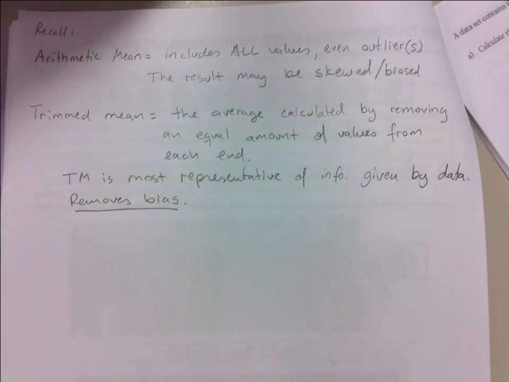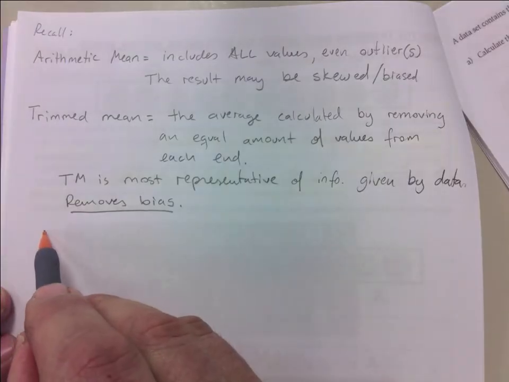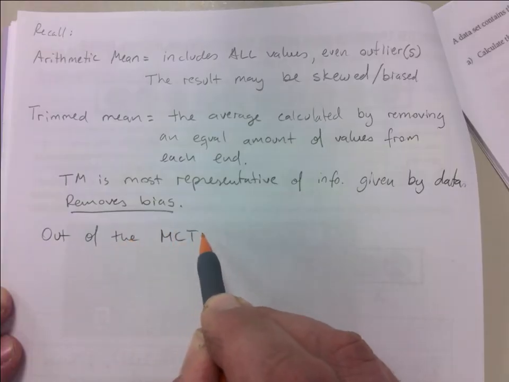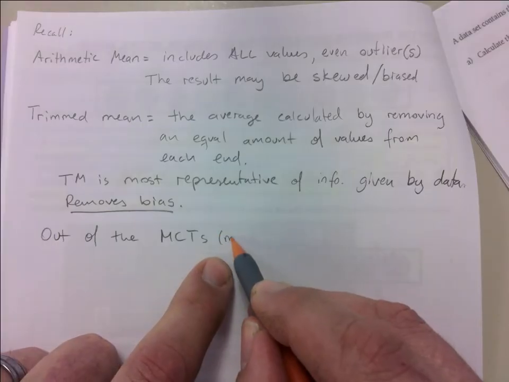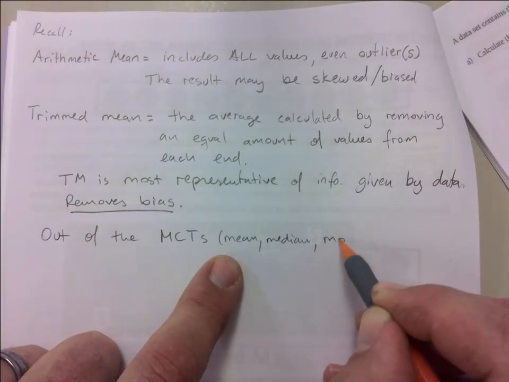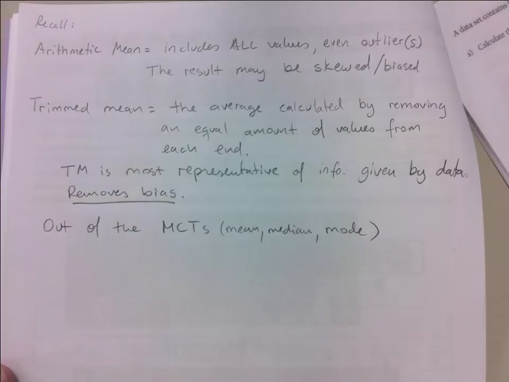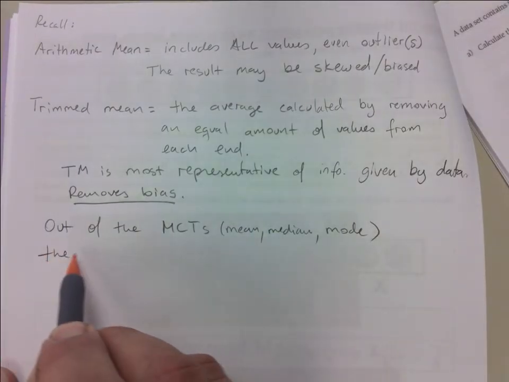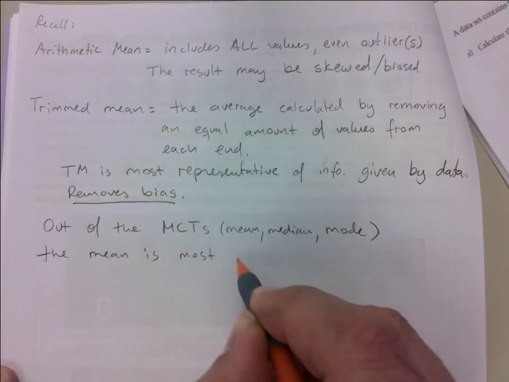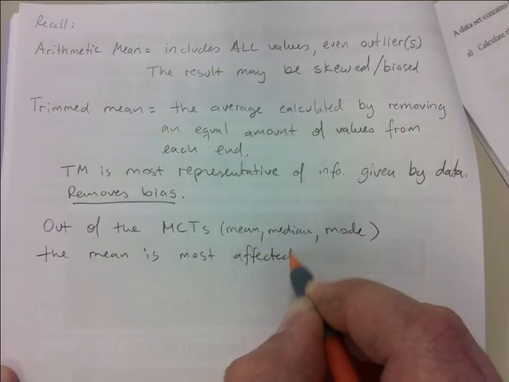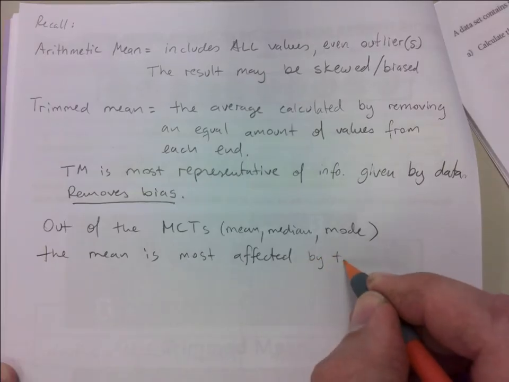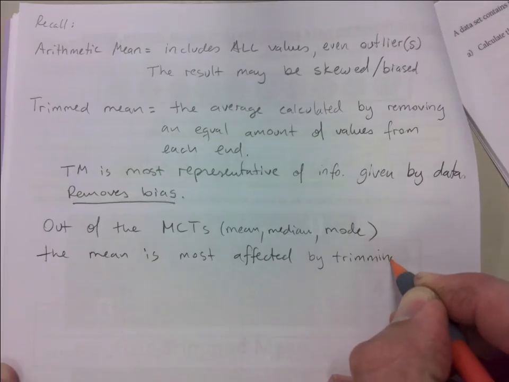And I will add this. Out of the MCTs, which is mean, median, mode, the mean is most affected by trimming data.